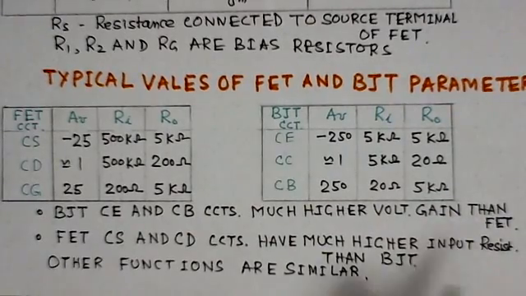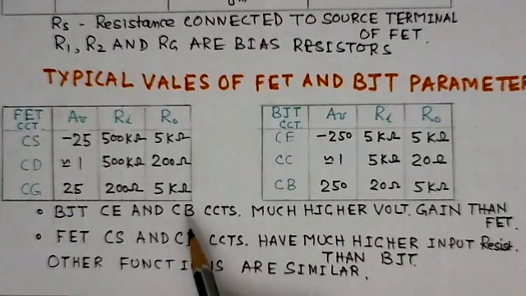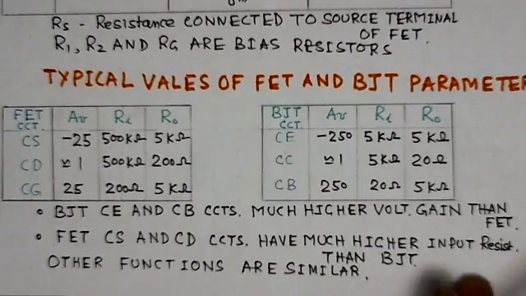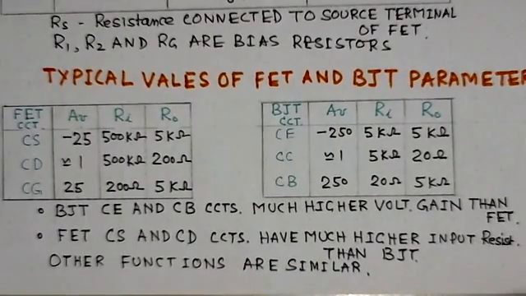So what we observed is that BJT common emitter and common base circuits have much higher voltage gain than the FETs. And FET common source and common drain circuits have much higher input resistance than BJTs. And the other parameters are quite similar between these two.